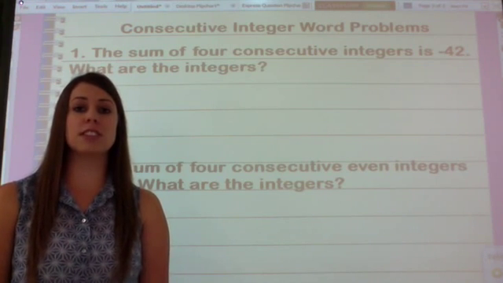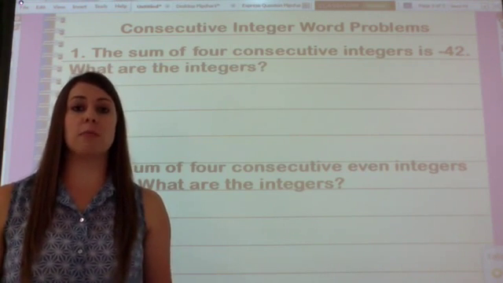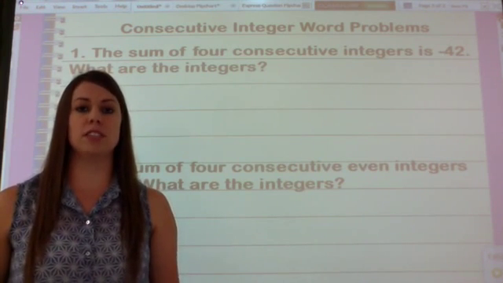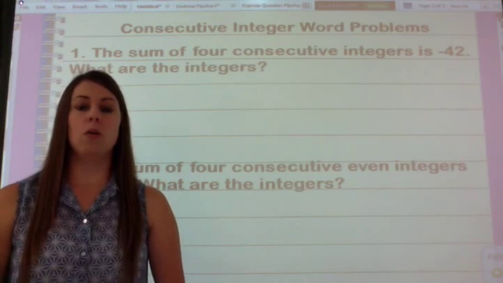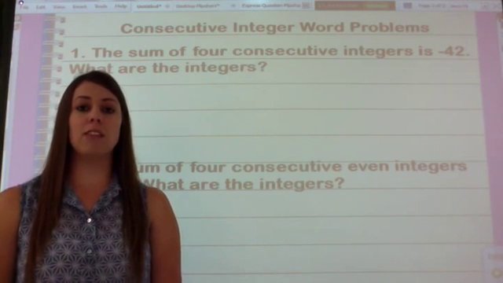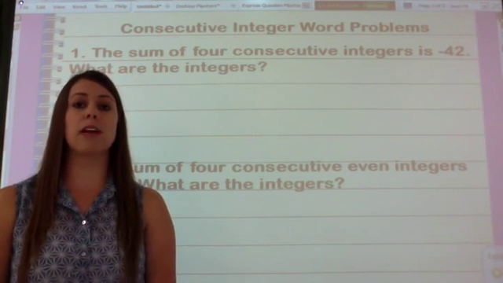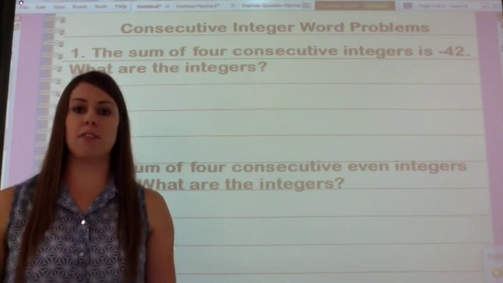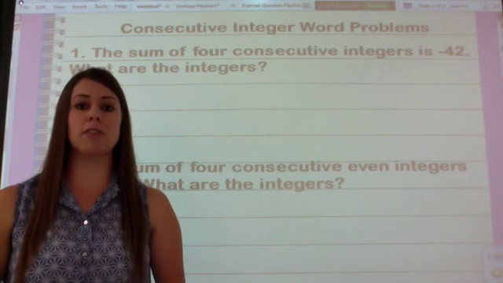So first, what are consecutive integers? Consecutive integers are just counting numbers. For example, if I started with 50, what comes next? 51, 52, 53. Or if we talked about consecutive even or odd, even would be like 2, 4, 6, odd, 3, 5, 7, and so on. So let's look at a couple of examples.